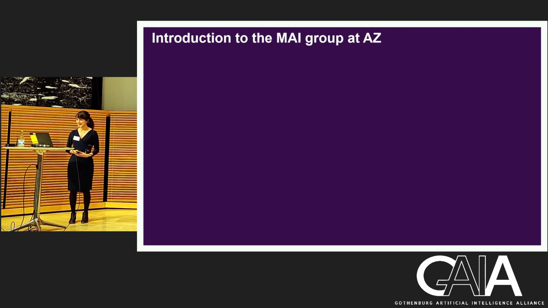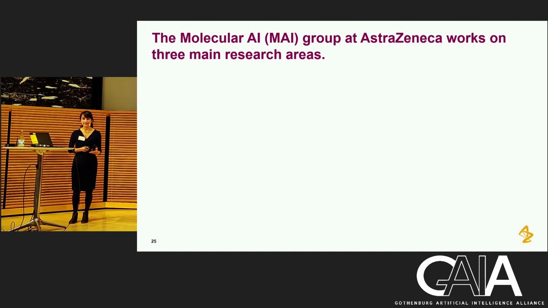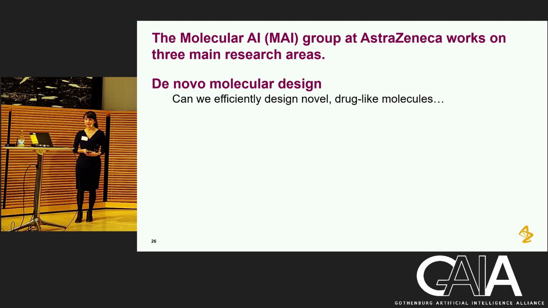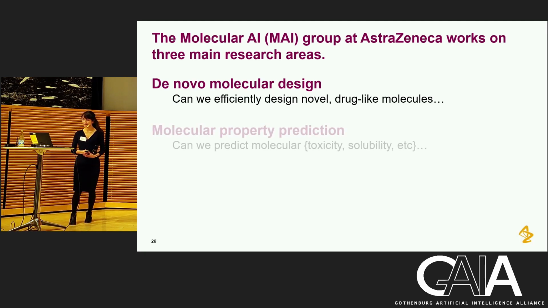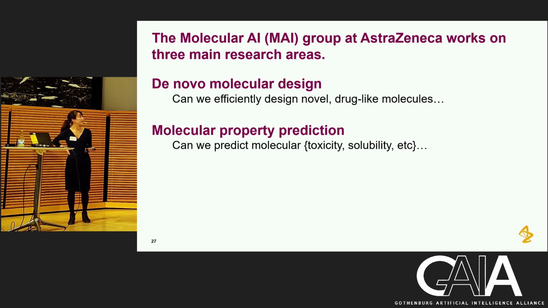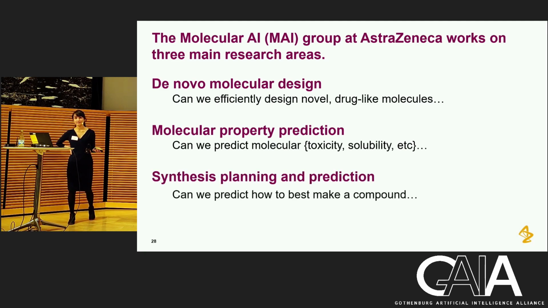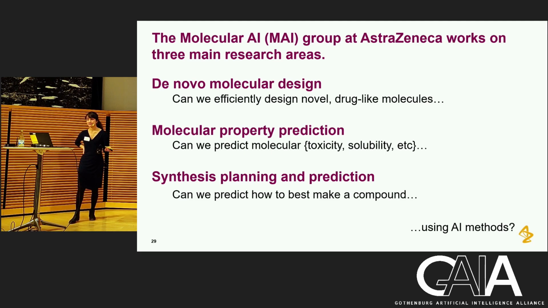Okay, so in the MAI group, the molecular AI group here at AstraZeneca, we work on three main research areas. First is de novo molecular design. We also work on molecular property prediction and synthesis planning and prediction. The goal of the group is to answer the various questions I've posed here, all using AI methods. So how can we efficiently design novel drug-like molecules? How can we predict different molecular properties? And how can we predict how to best make a compound?